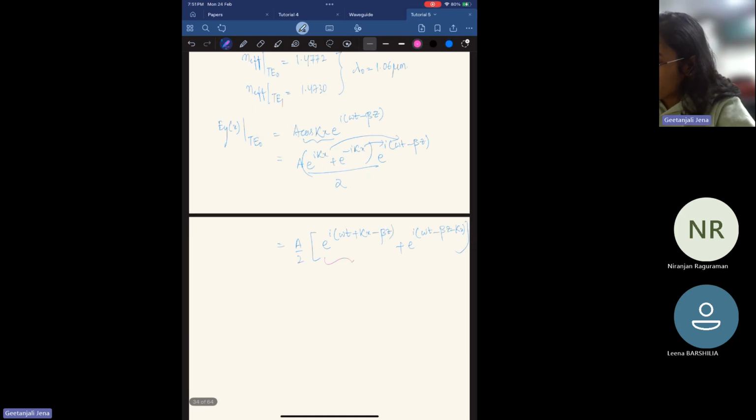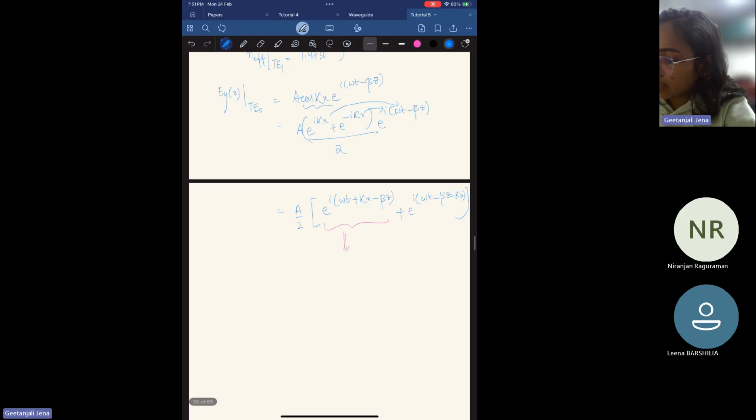So what is this form? This indicates a plane wave, right? The plane wave propagating along minus x and plus z direction. In the second one, it's also a plane wave, but it is propagating along plus x and plus z direction.